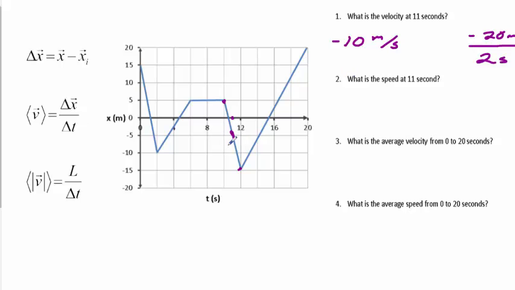So if that's the slope of the whole line segment, that is also the slope at 11 seconds. It's also the slope at 11.2 seconds. It's everywhere along that line segment. So let's move on to the next question.